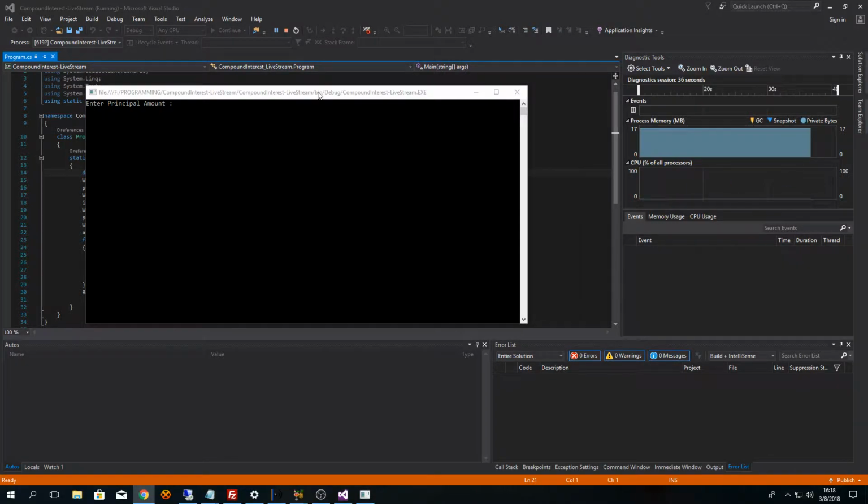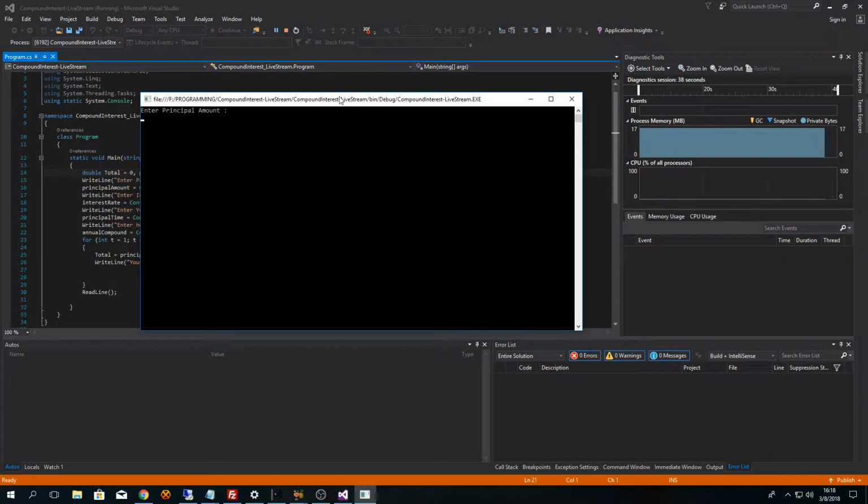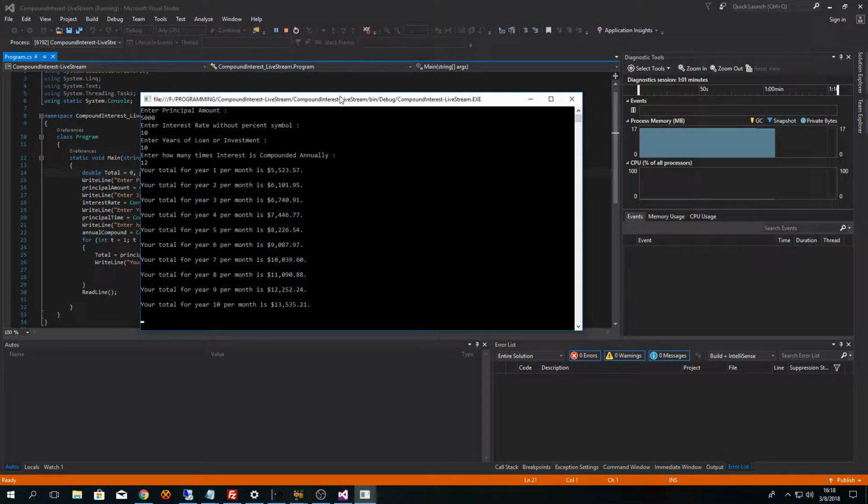Okay, first thing we'll do is enter a sample. For the example that we did yesterday, it was from a formula that we got off the internet. We'll do 5,000 as our principal amount. Interest rate will be about 10%. Enter 10 years, and compounded annually 12, once a month. And this is what we get.